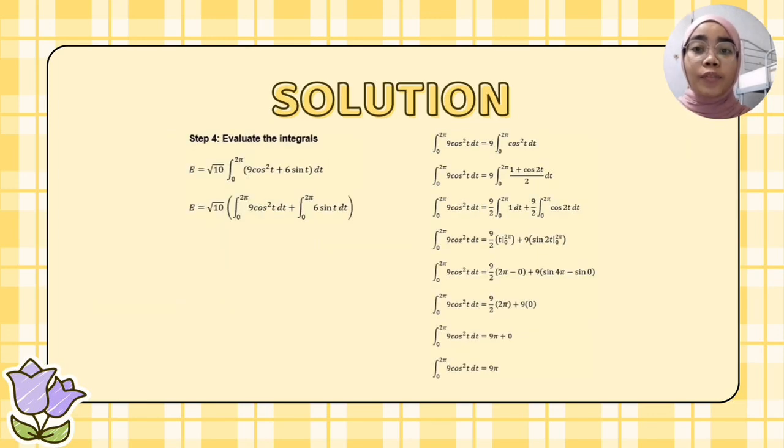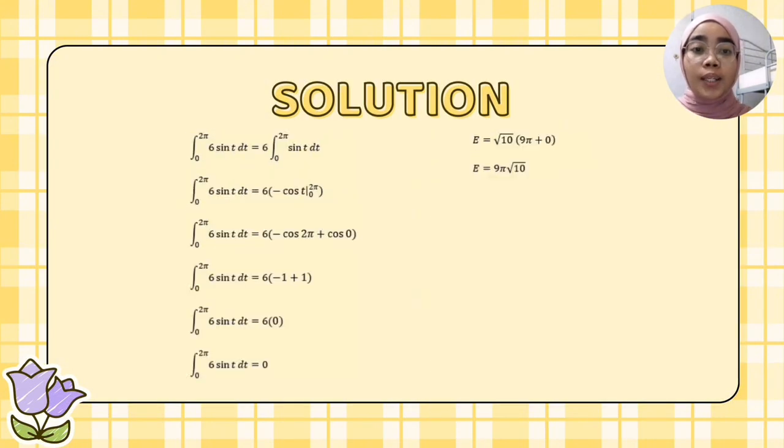For the last step, we have to evaluate the integrals. Since E is equal to root 10 times the integral of 9 cos squared t plus 6 sin t with respect to t from 0 to 2 pi, we can calculate the integrals separately. Firstly, the integral of 9 cos squared t with respect to t from 0 to 2 pi gives 9 pi. Then the integral of 6 sin t with respect to t from 0 to 2 pi gives 0.